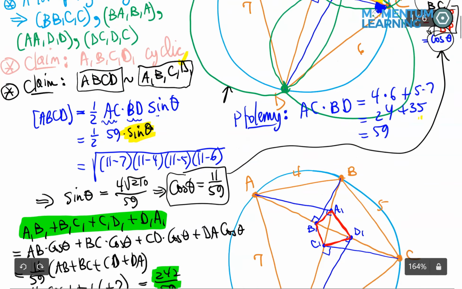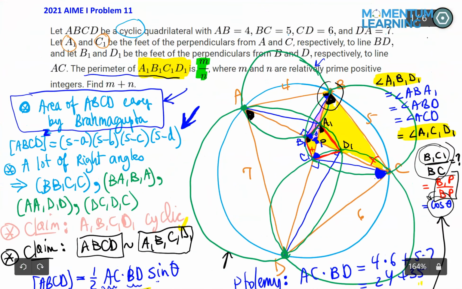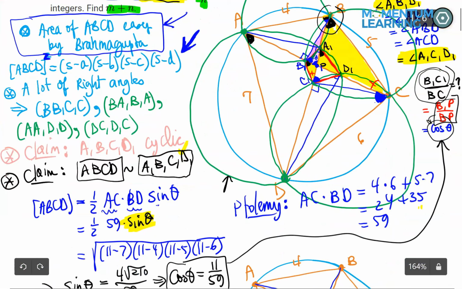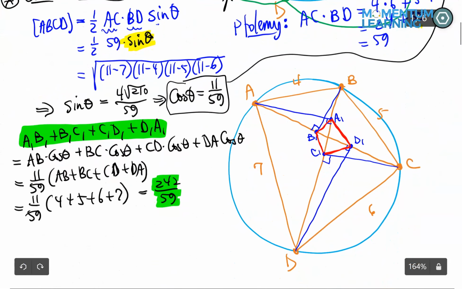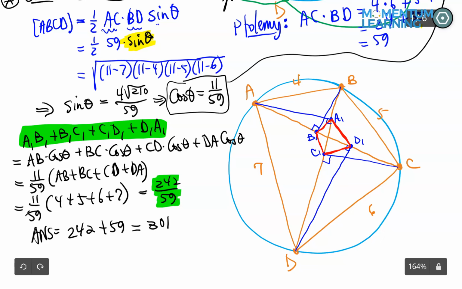So this is the ratio. The question is obviously asking in that same spirit the sum of m plus n, the numerator and the denominator. So in the spirit of AIME, 242 plus 59 is the answer, which is, if you add them, I think you get 301. All right, so like I promised, that solves the problem.